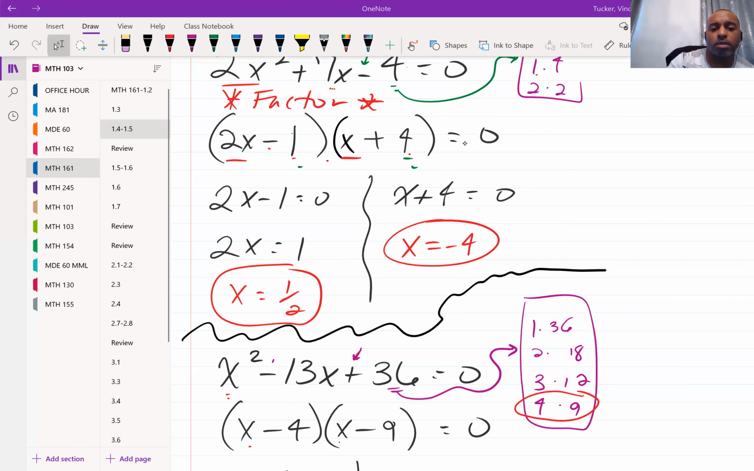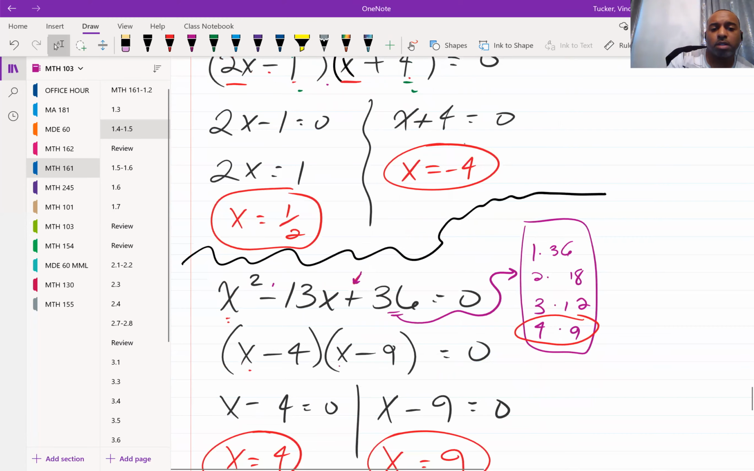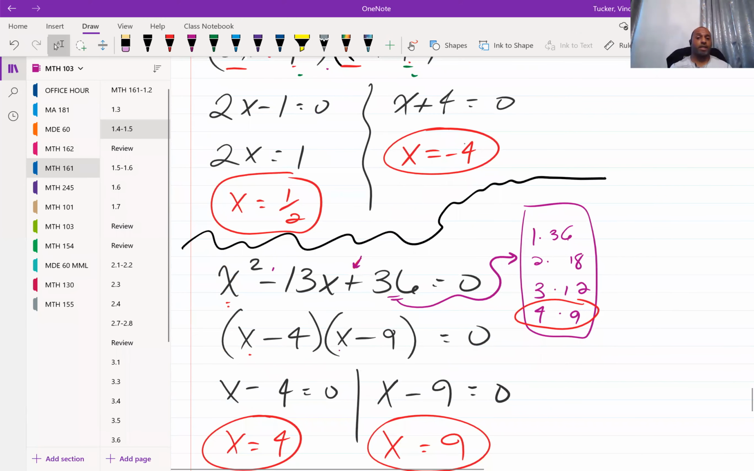And so x minus 4, x minus 9 would be that. All right. And so go ahead and set that equal to 0 and solve.